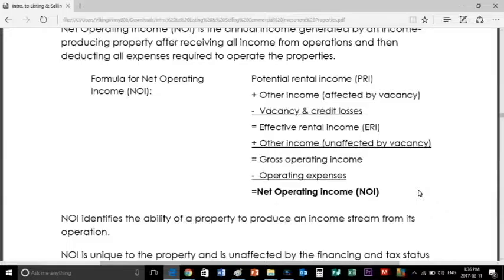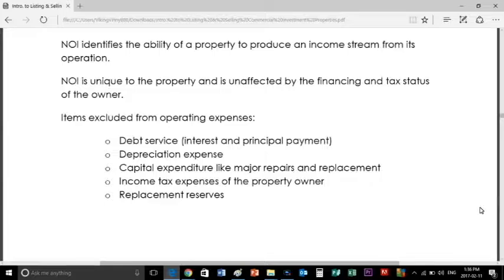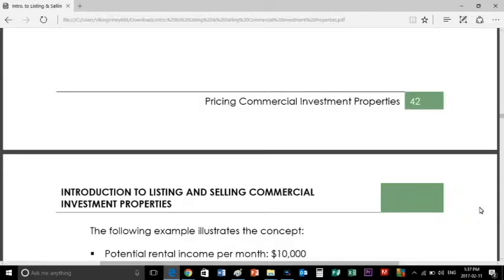NOI identifies the ability of a property to produce an income stream from its operation. NOI is unique to the property and is unaffected by the financing and tax status of the owner. Items excluded from operating expenses: debt service, that's the interest and principal payment, depreciation expense, capital expenditure like major repairs and replacement, income tax expenses of the property owner, and replacement reserves.